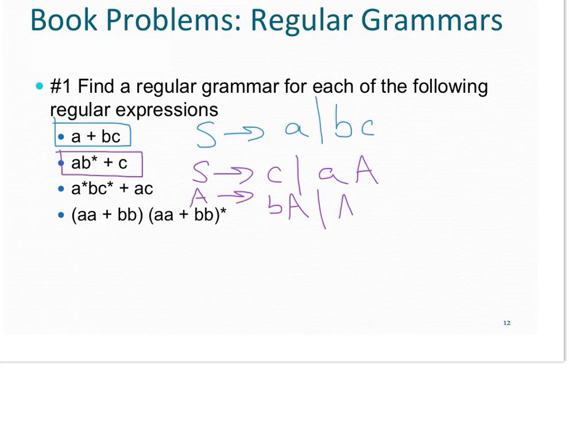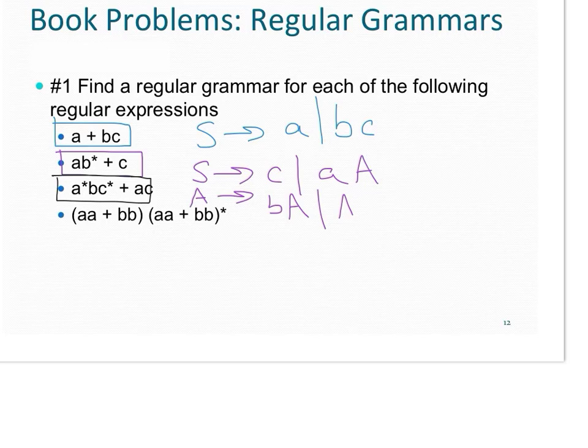Let's pick another color. I don't have that many good colors in here, unfortunately. Let's do the next one in black. So now I'm going to do this language here. Oops, I just overwrote it. Which is A star BC plus AC.